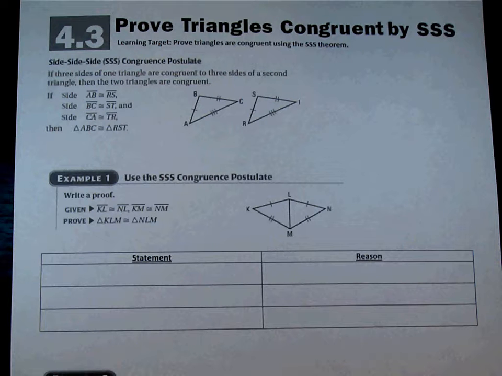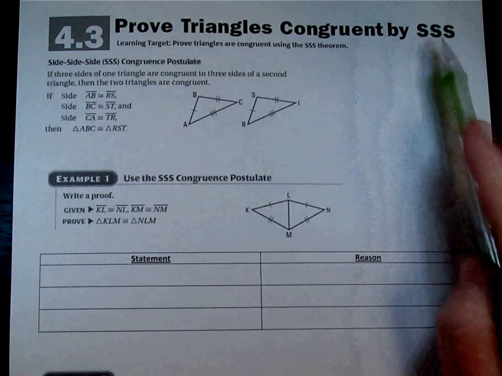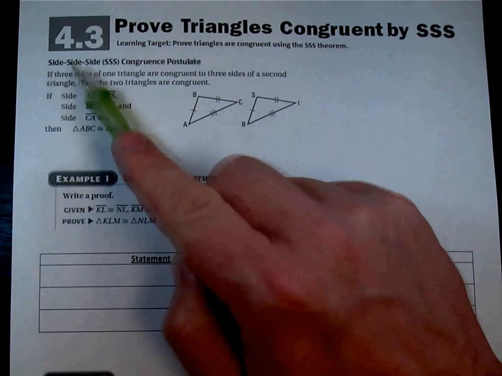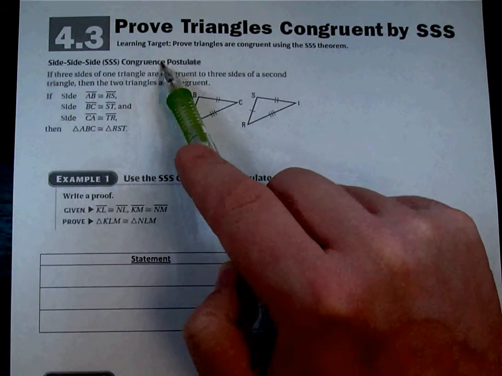Now we start to learn some shortcuts. Hey, you don't actually have to know all 6 of those things in order to know that the triangles are congruent. But you have to know the right sets of things. And there's a few different options. So in 4.3, we're talking about what they abbreviate as SSS. It stands for the side-side-side congruence postulate.